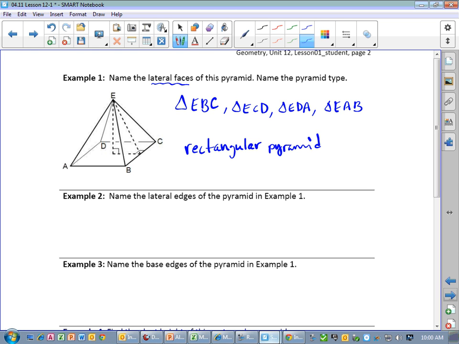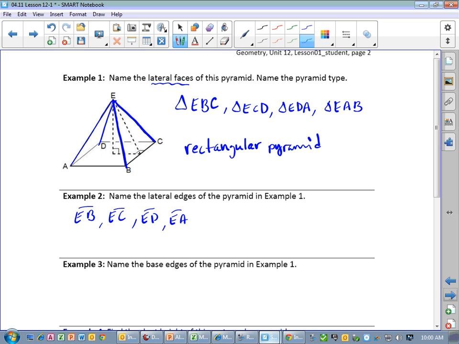Okay. We're now going to name the lateral edges in the pyramid. Lateral edges would be these line segments that are connecting the apex to the base. So we have segment EB, segment EC, segment ED, and segment EA. So these are all lateral edges, right?